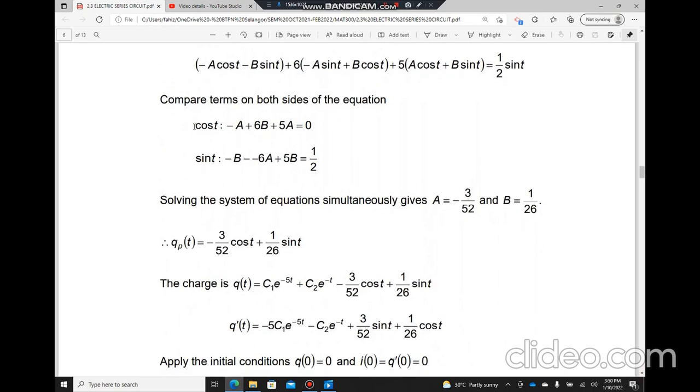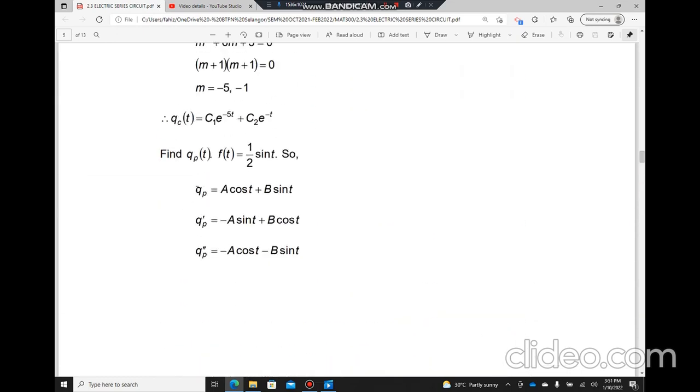Okay, masuk dalam equation. Compare terms on both sides of the coefficient. Kita ada dua variable kat sini which is cos t and then another one is sin t. So kita compare lah macam tadi juga. Ambil function untuk cos. So tengok variable kat depan dia and then compare dengan sebelah kanan. Okay, next solving the system of equation simultaneous, given A equals to negative 3 over 52 and B equals 1 over 26. So nanti substitute balik dalam QP yang mula-mula kita pilih tadi. Masukkan value A and B.